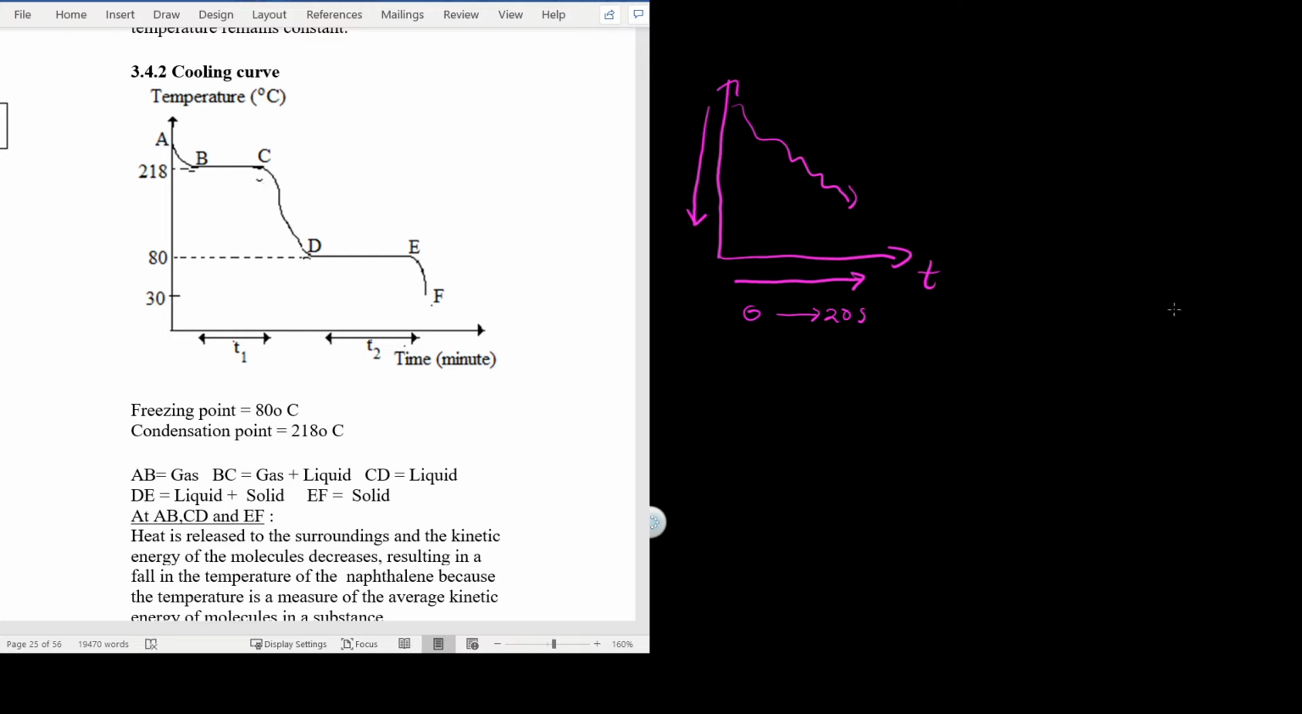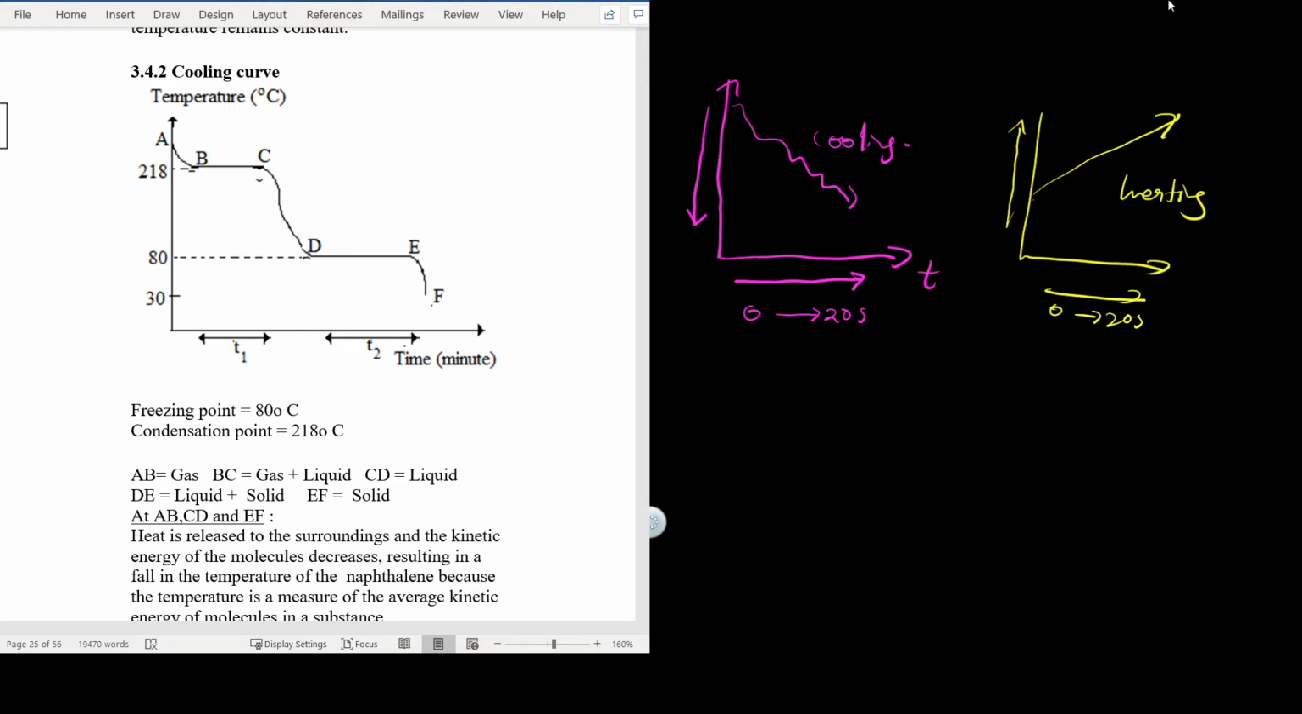If we have a heating curve, time increases, let's say 0 to 20 seconds, but the temperature will increase. So this is heating. For cooling, the temperature will decrease. That is the difference between a heating curve and a cooling curve.